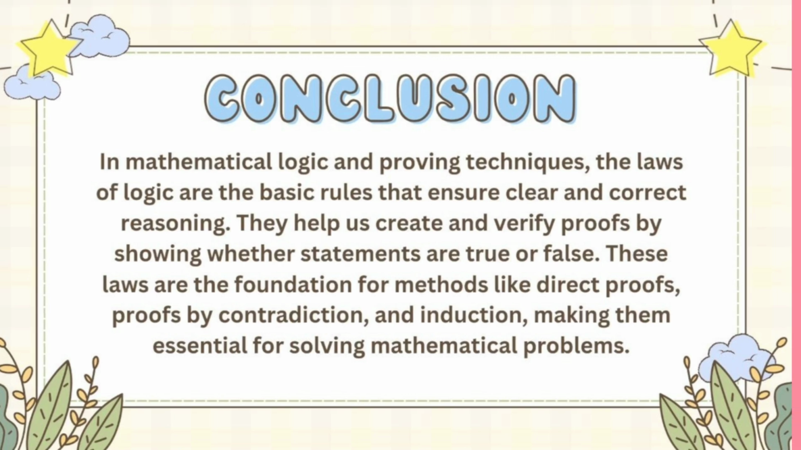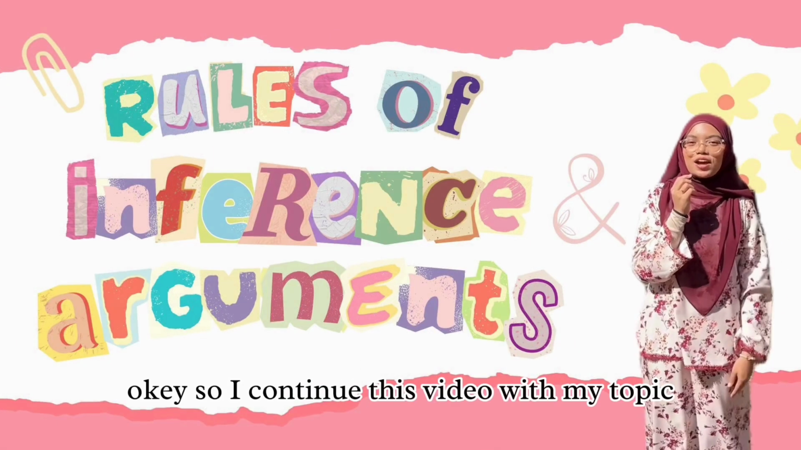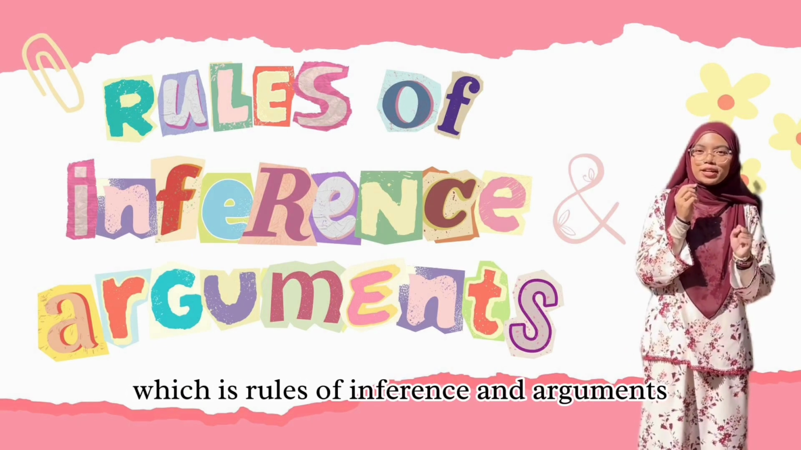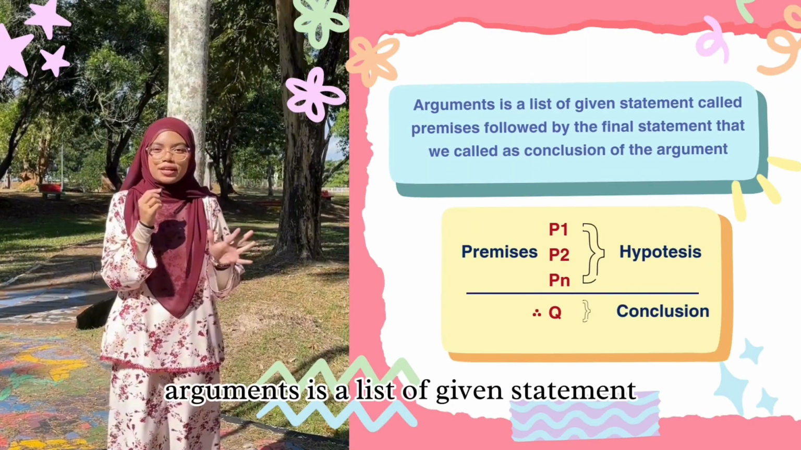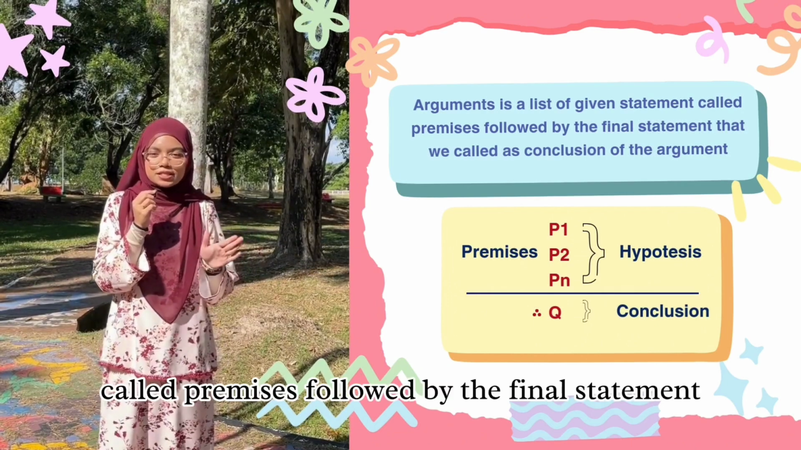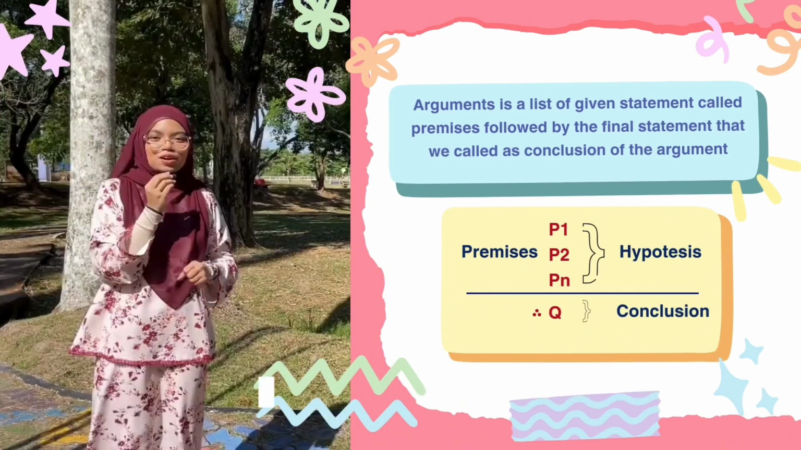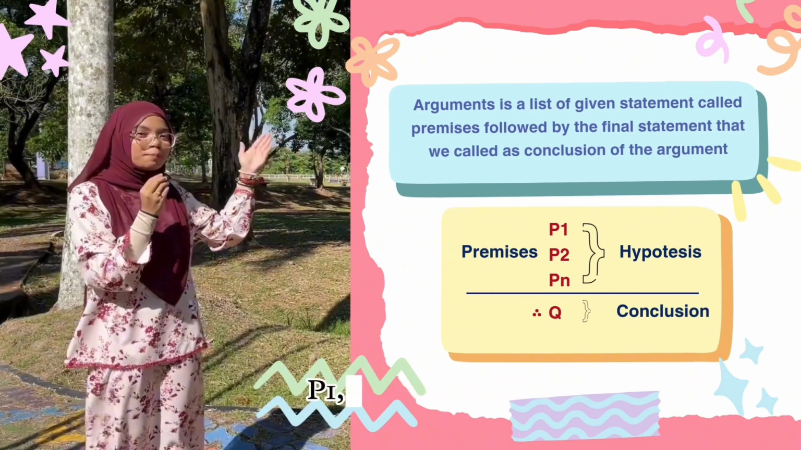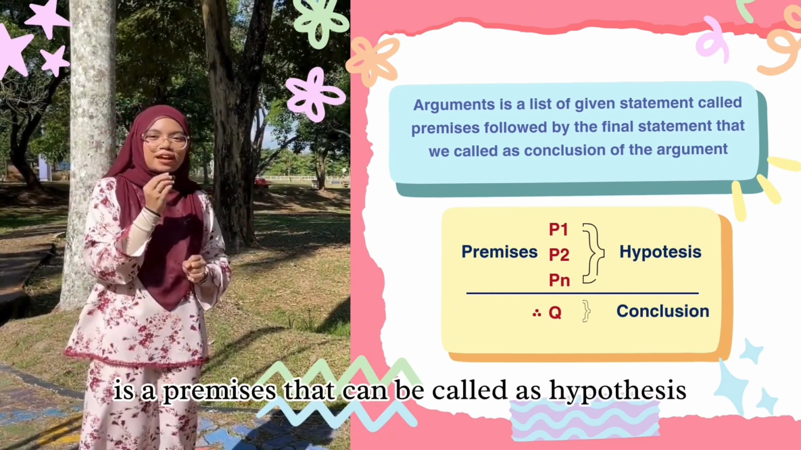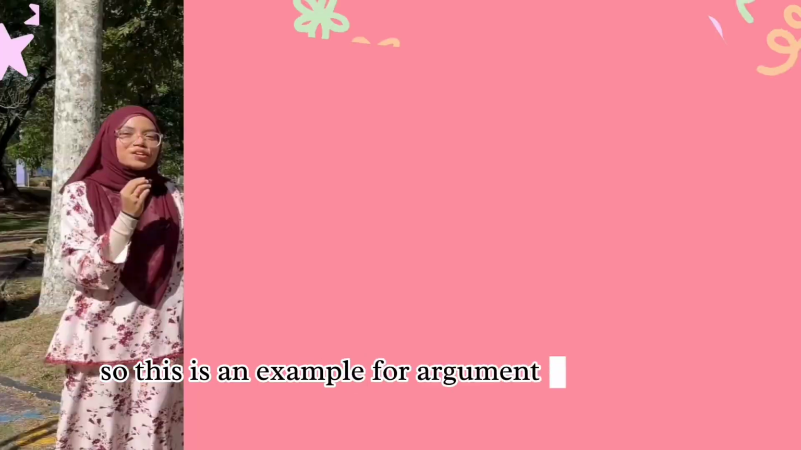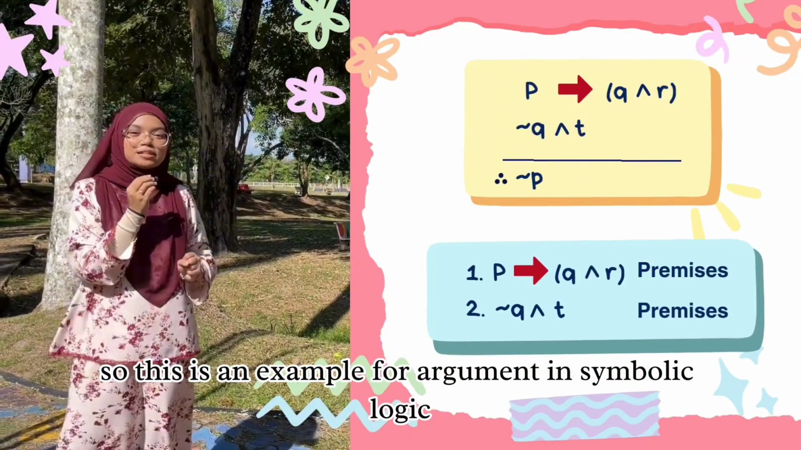mathematical problems. Hi everyone. Okay, so I'll continue this video with my topic, which is rules of inference and argument. Okay, so argument. Argument is a list of given statements called premises, followed by the final statement that we call conclusion of the argument. Okay, so as you can see, P1, P2 until Pn is a premises that can be called hypothesis, and Q is a conclusion. So this is an example for argument in symbolic logic.